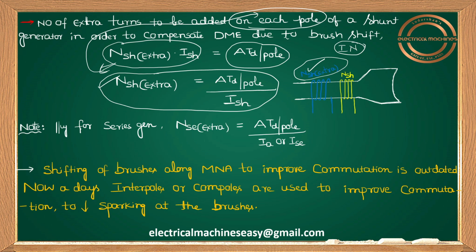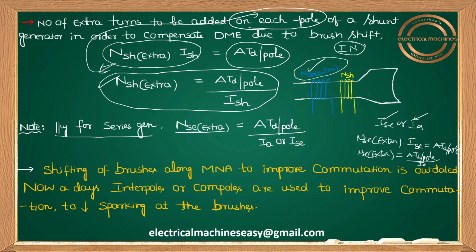Okay, this is for the shunt machine. Suppose you take a series machine, similarly for a series generator, NSC extra means extra series turns, into ISC in place of ISH. I can write ISC, or you can write IA, because in a series machine the series field current and armature current are the same. So I can write NSC extra into ISC, or IA, equals ATD per pole. So from this, if you want NSC extra, it is ATD per pole divided by ISC or IA.